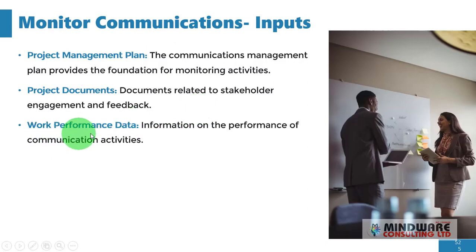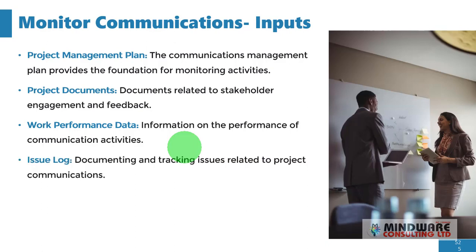And you also have the work performance data, and this is information on the performance of communication activities. Okay, so at every point in time you need to have information on what's going on, the performance, the status of the project, so you can know what information is needed at that particular time. Okay, now you have the issue log, documenting and tracking issues related to project communication. So this is a document where you have all the issues that are related to communications in the particular project.